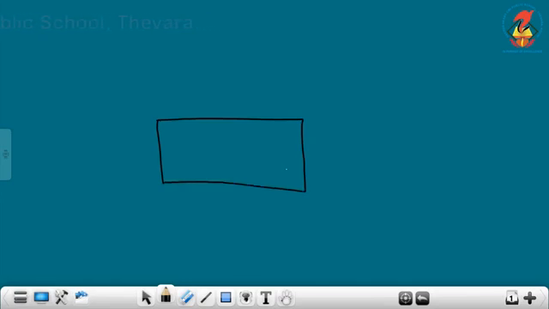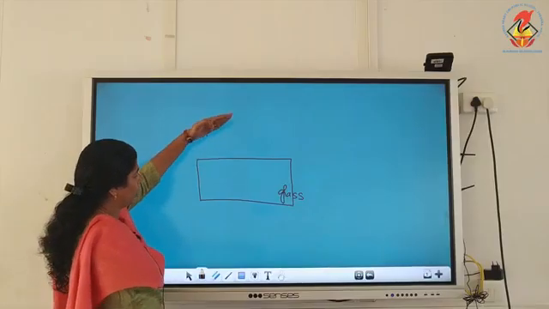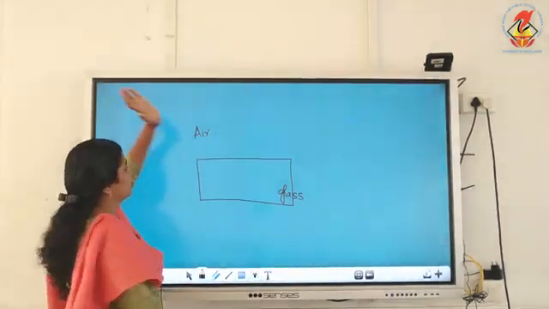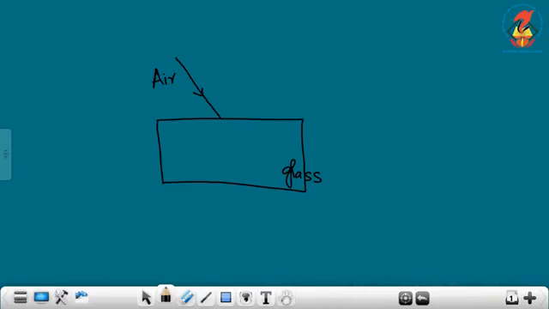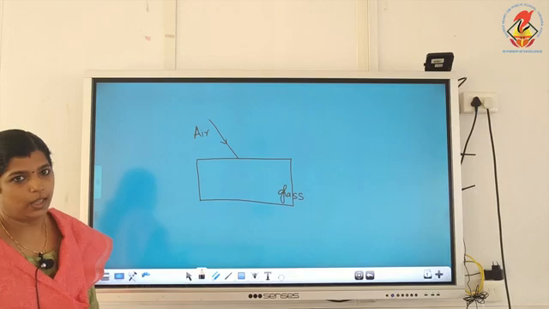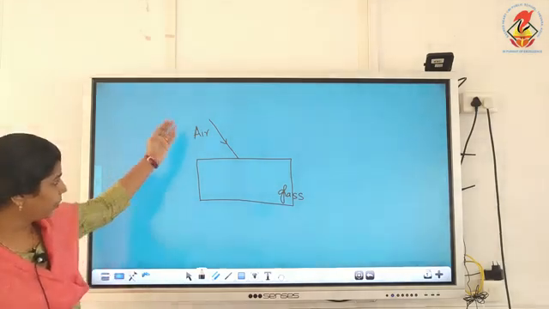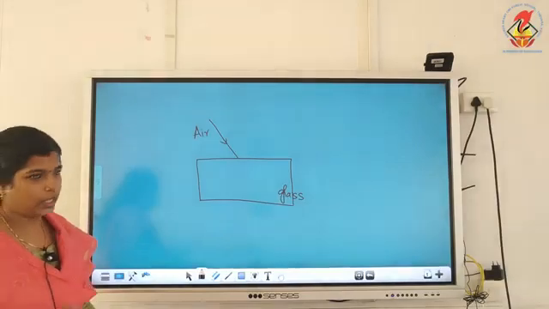It's a glass. This one is air, and this is the surface separating the two media. This one is air and this one is glass. Now, this is the incident ray, a ray of light that travels from one medium to another. That incident ray from air enters glass. A ray of light enters from air to glass.